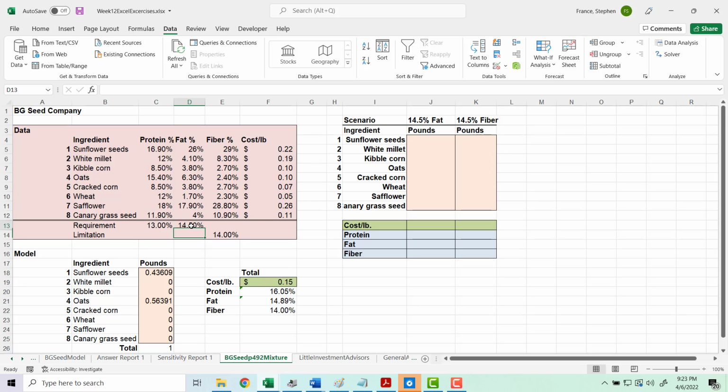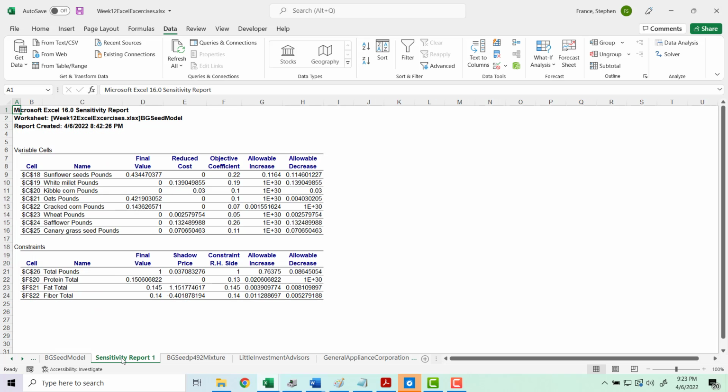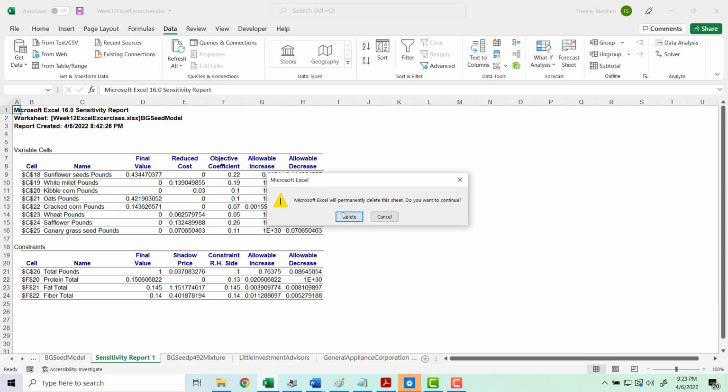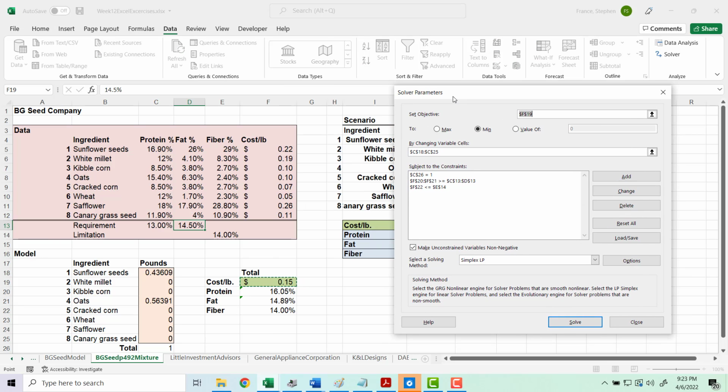And we're going to see if this actually gives us a feasible solution. Let's just remove these reports, we don't want too many of these reports messing around. And let's go back to our solver. And our model should still be there.